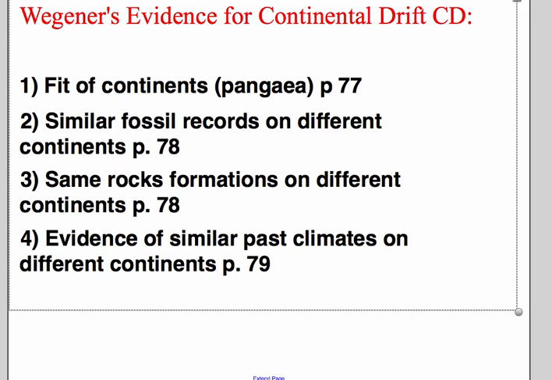The second one, similar fossil records on different continents. So you're going to find the same species recorded in the rock, although now there's a giant ocean between them. The third one, same rock formations on different continents. There's literally identical rocks that are separated by an ocean. They were at one time connected. And then four, evidence of similar past climates on different continents. We'll go into a little bit more detail about that one in a little bit.